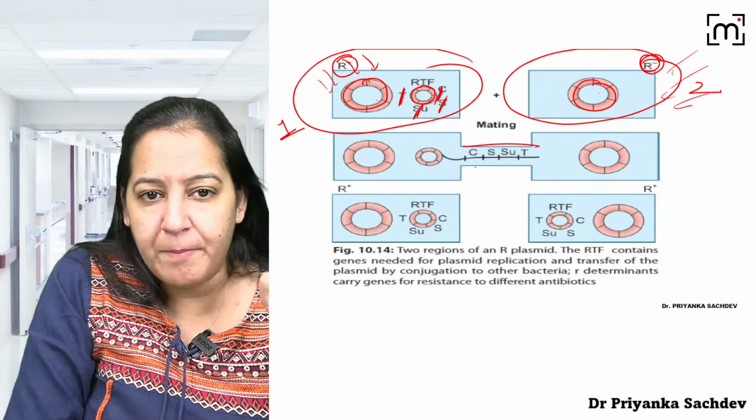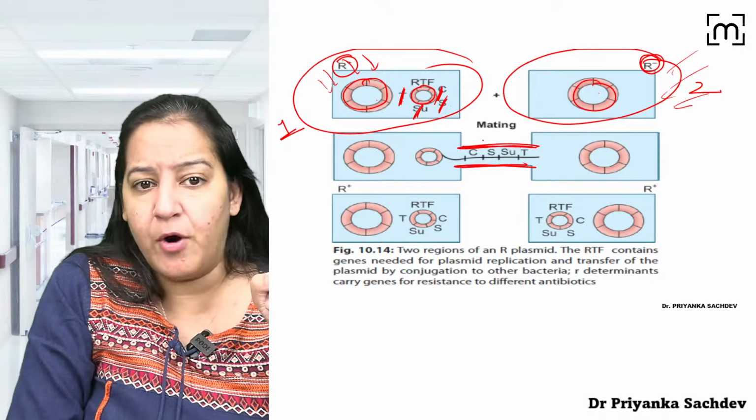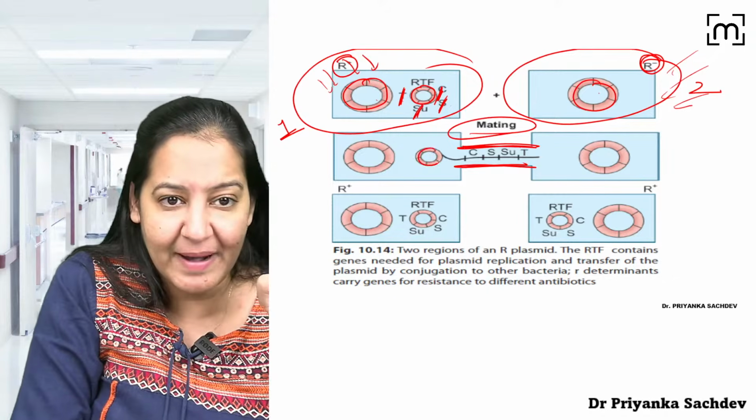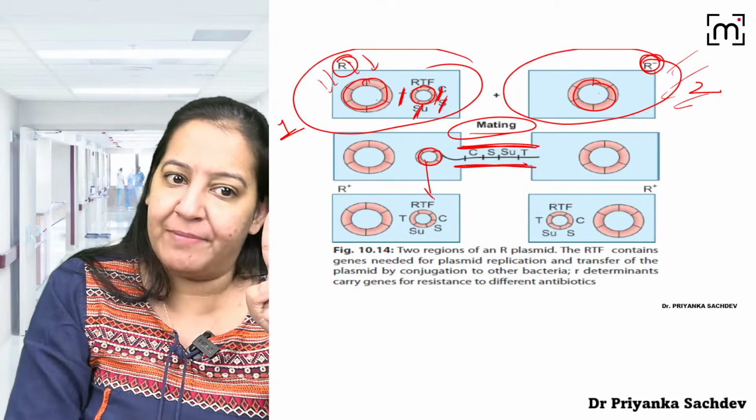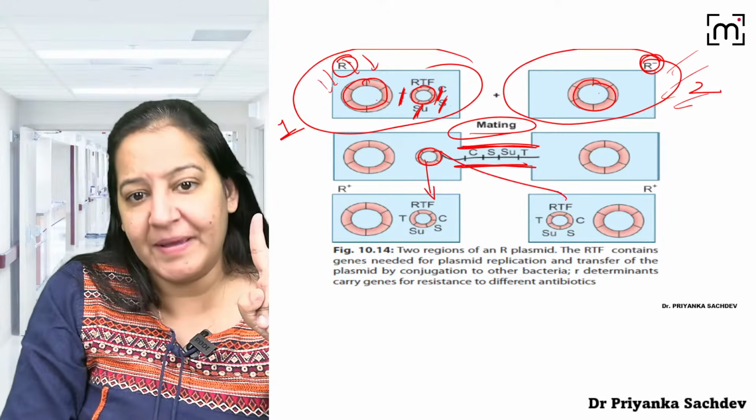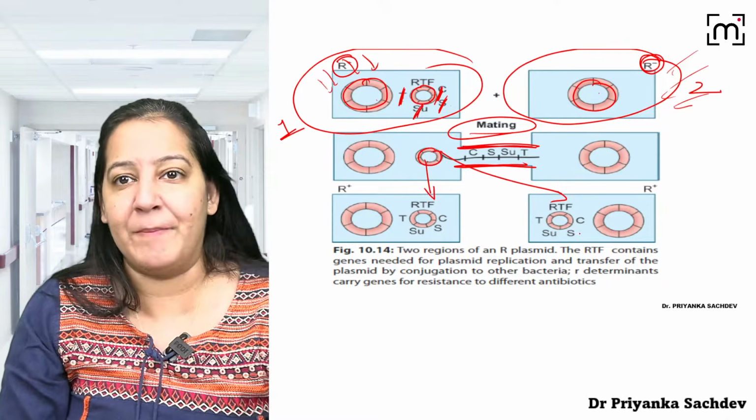So a sex tube is formed between them. They do the mating, and the first bacteria will replicate the plasmid. One copy will be kept by himself, and the second copy will be given to the second bacteria. It is not the same copy, right?